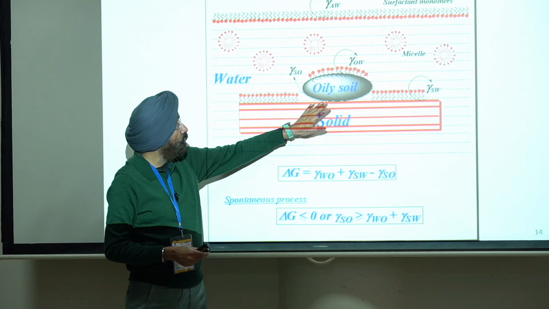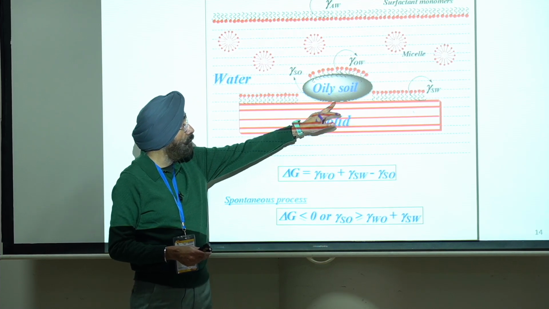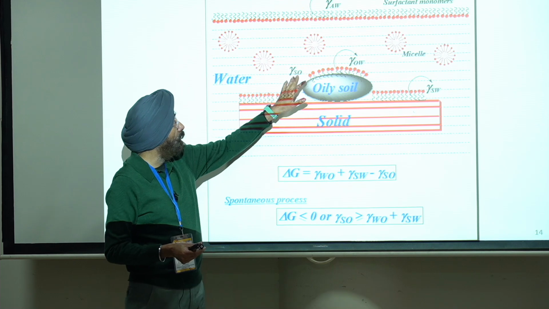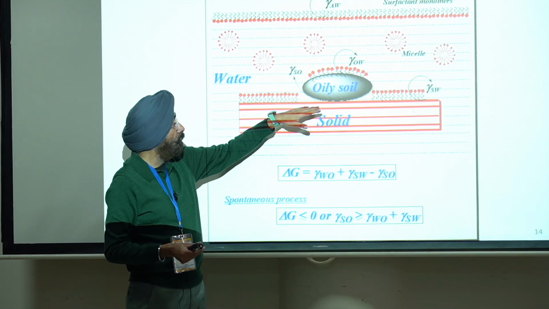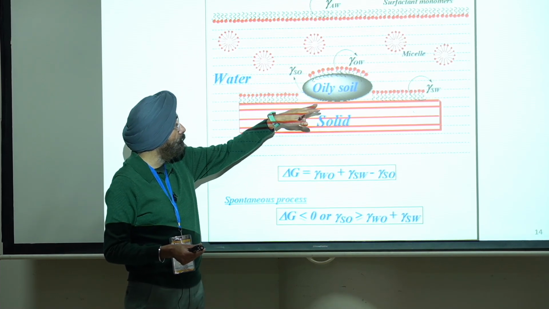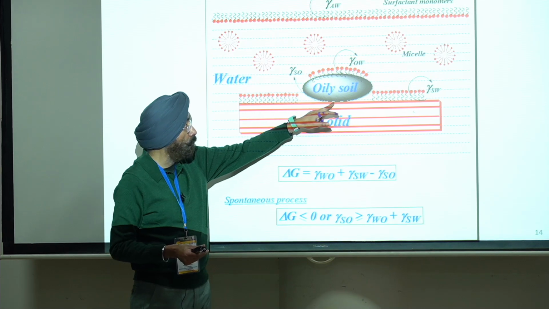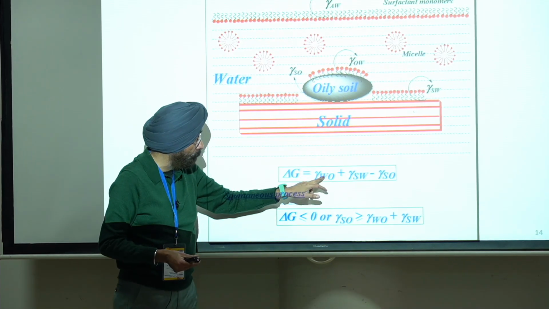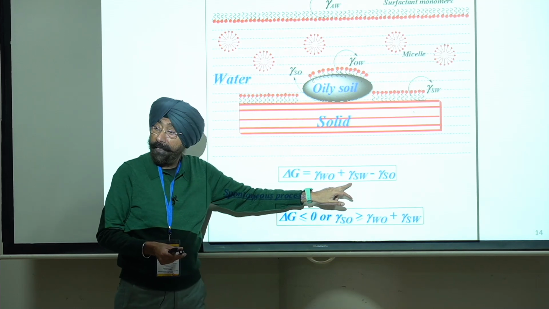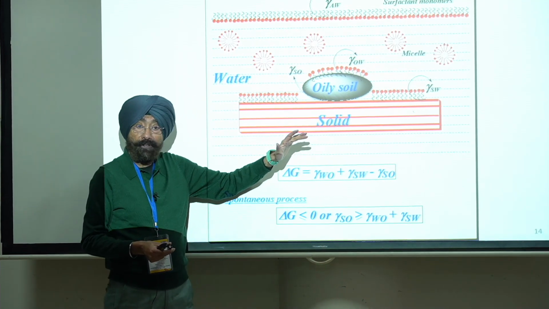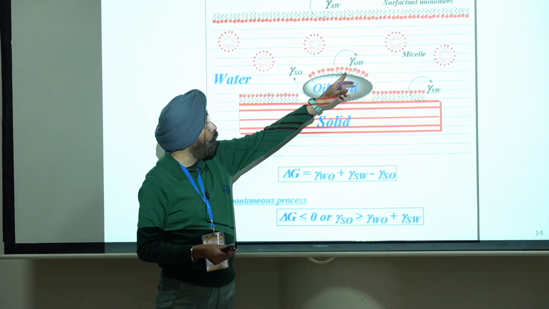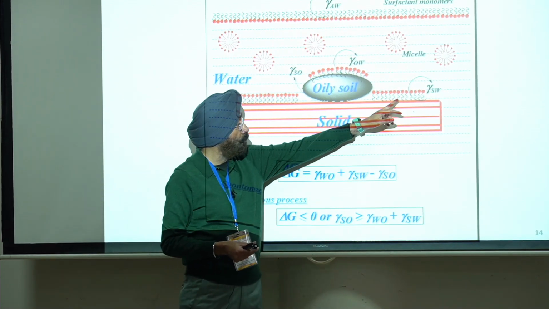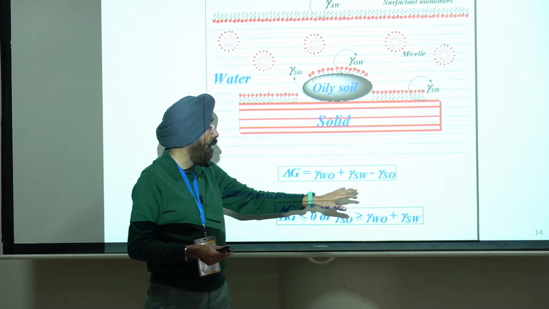The surface activity here, you cannot simply introduce the surfactant molecules over there. There is no place, but you can reduce the surface tension of these two components by adding the surfactant. The surface tension of oil-water is reduced. The surface tension of solid-water is reduced by putting the surfactant.